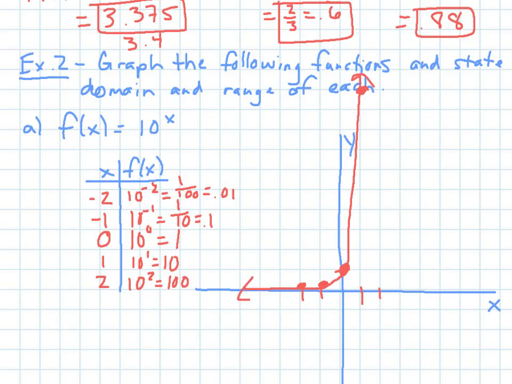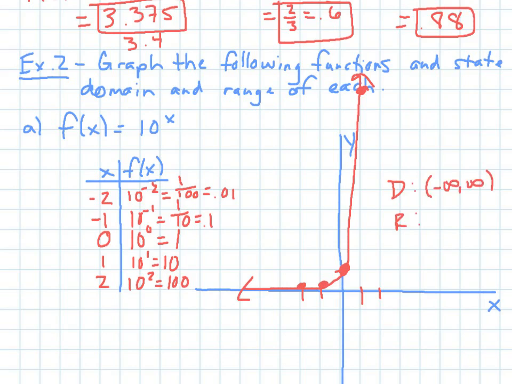Now it also says state the domain and range. Now here, if you look at our domain, there really wasn't any restrictions on what x values I could plug in, because it also says for any x, x is all real numbers, so my domain should be all reals. Right? So from negative infinity to infinity.